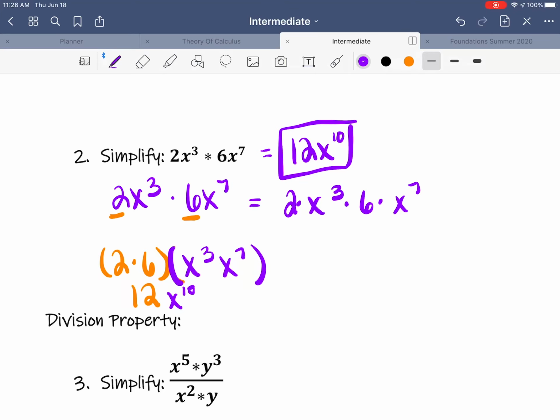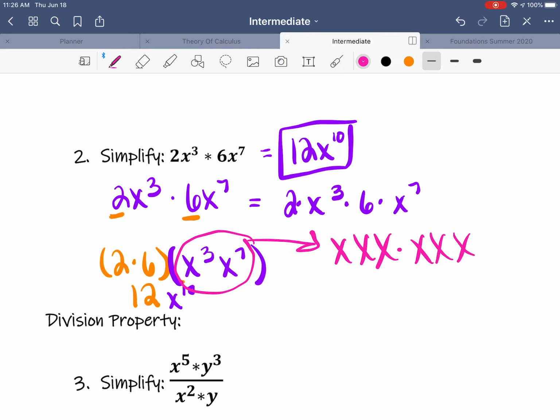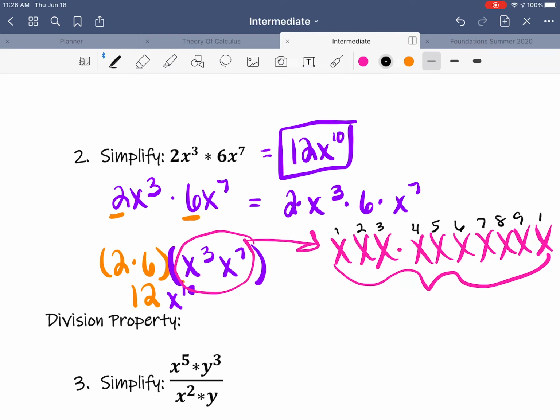So I kind of skipped expanding this. If you're a little lost, then you can go ahead and expand it. x to the 3rd times x to the 7th. You can see how that's a little time consuming. And then if we collapse it, that's 1, 2, 3, 4, 5, 6, 7, 8, 9, 10. So that's where that x to the 10th comes from.